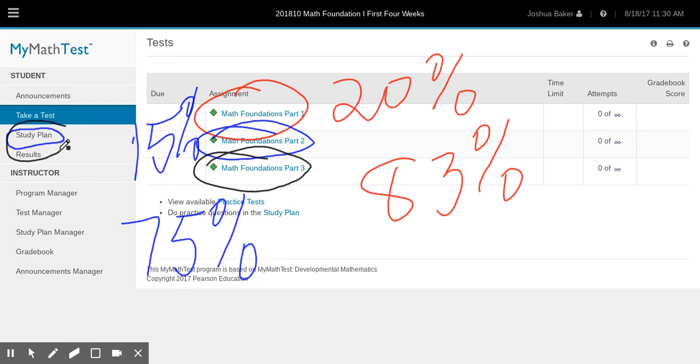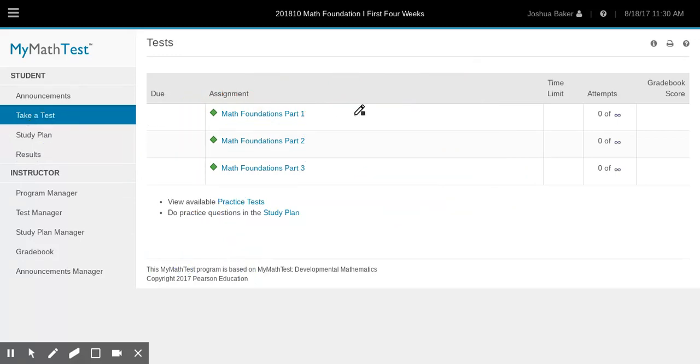You'll then go back in and do your study plan a third time. So that's the iteration of this. That's the way this is going to go: test and then study plan, test and then study plan, test and then study plan. Hopefully this is a pretty clear explanation as to what you're supposed to be doing after you have logged into MyMathTest.